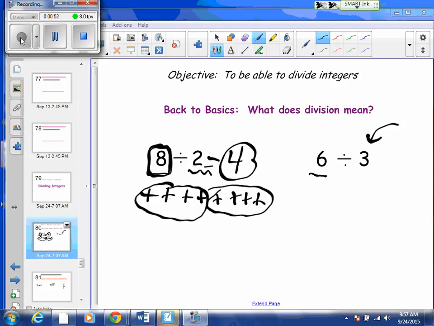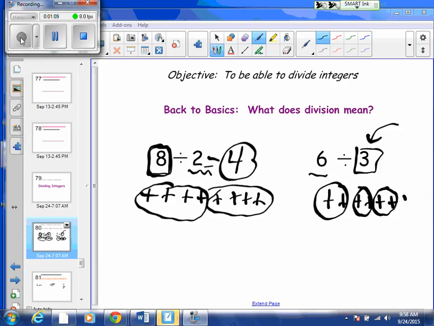Second example. We have 6, and they are 6 positives. Whoops, I almost wrote 7, but I didn't. Caught myself. This time we need to divide them into 3 equal groups. Our answer, our quotient, is how many things are in each group. There are 2 in each group, and they are 2 positives. So our quotient is 2.